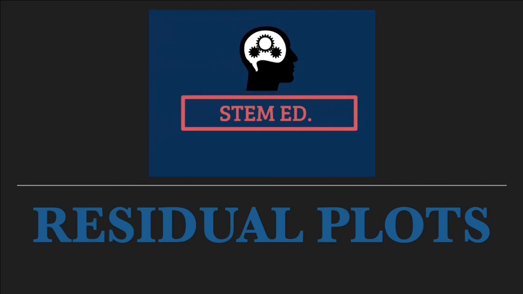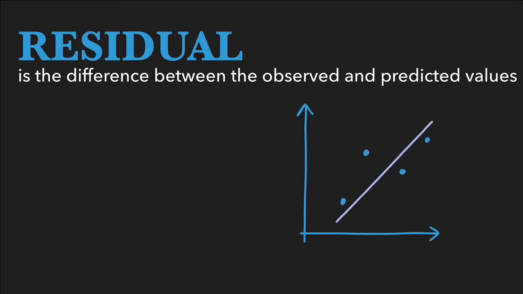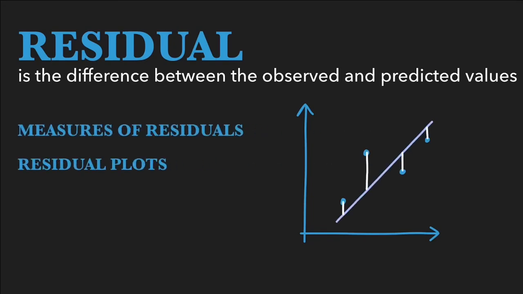Following the last two videos on this topic, we will talk about residual plots. Residual is defined to be the difference between observed and predicted values. Today we will learn about the measures of residuals to have a clearer understanding of what they really are, and then we will explore residual plots and learn to interpret them.